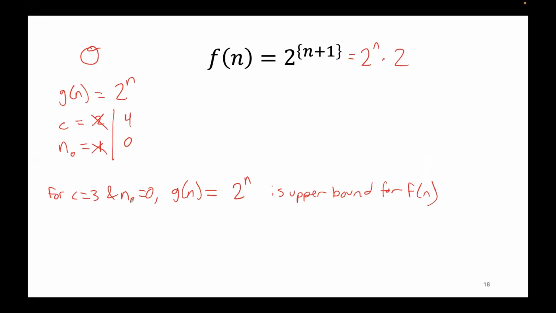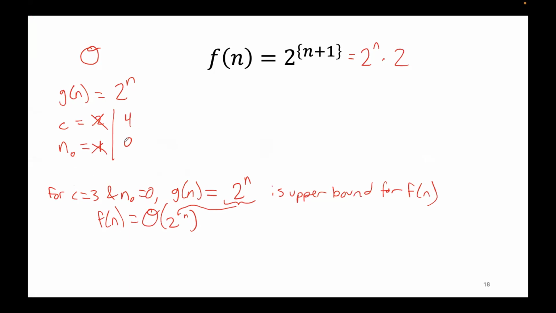Or we could say, the way that they write this in the textbook is a little bit confusing, but we would write f of n equals O of, and then our g of n goes in here and we write 2 to the n. That's how we express that 2 to the n is an upper bound on f of n.